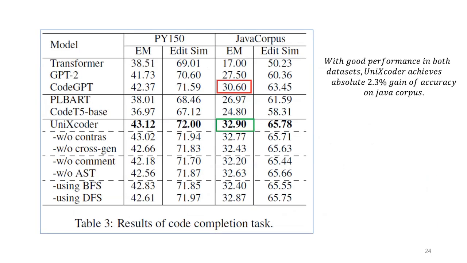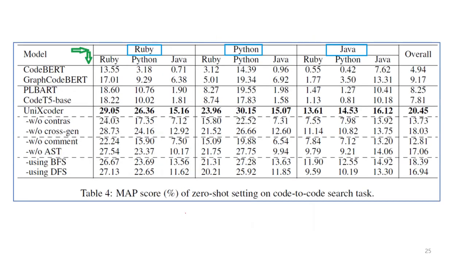Next one is code completion. In code completion, UniXcoder is outperforming all the existing source code models, especially in the accuracy on the Java corpus dataset. They have achieved 2.3% more efficiency than all the other existing models. The next result we should see for this model is about zero-shot code-to-code search tasks.